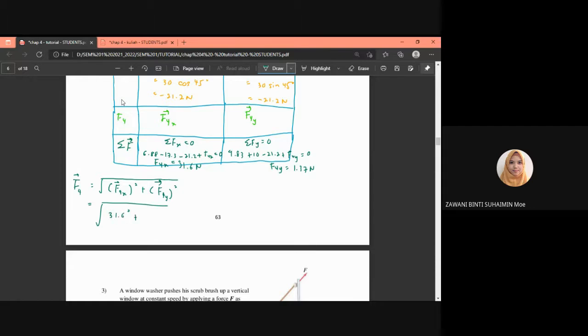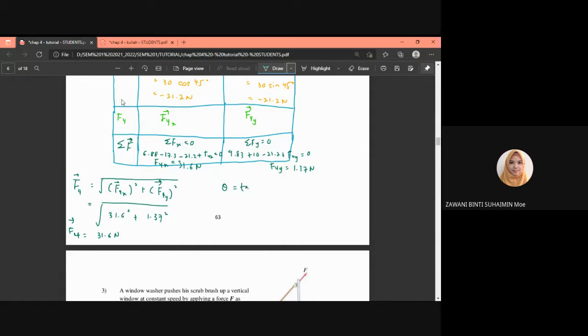Square. In Y component, we have 1.37 square. Okay, so when I calculate, I get 31.6 Newton. So that will be the magnitude for F number 4 in order to make our system balance. Okay, and then our direction will be represented by theta.